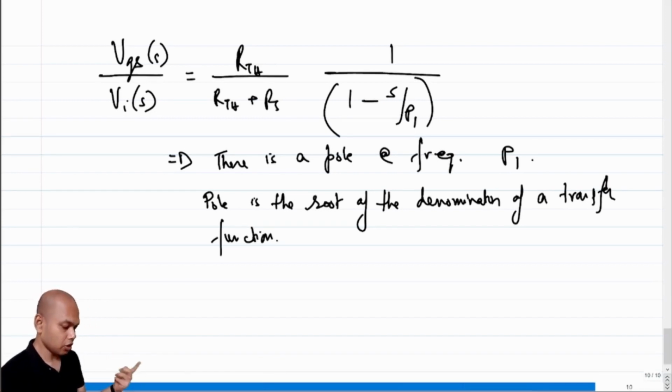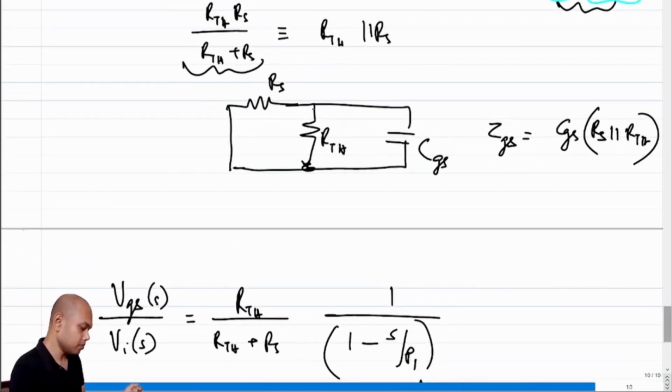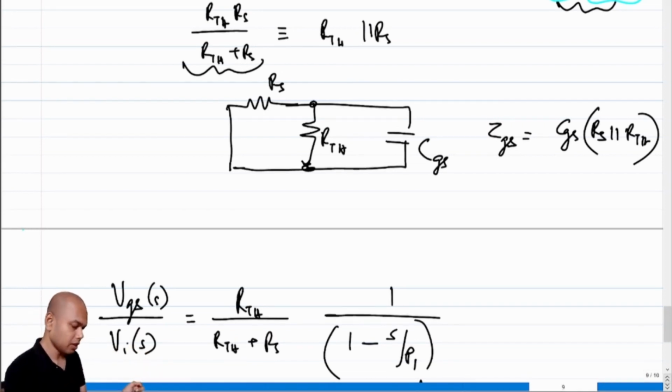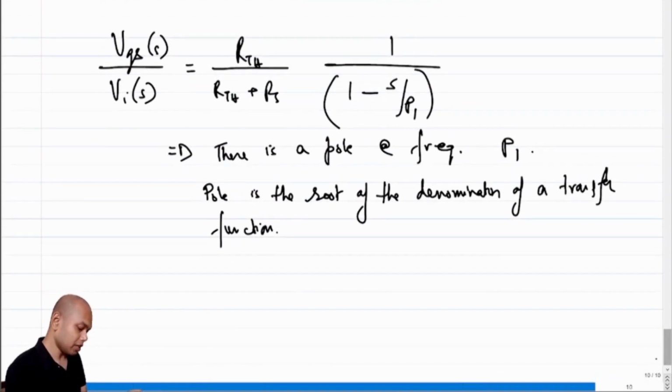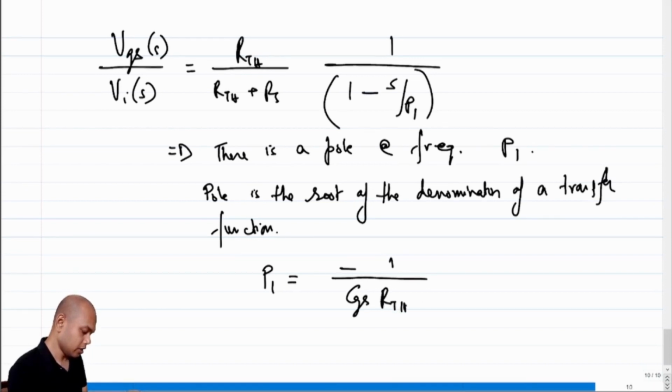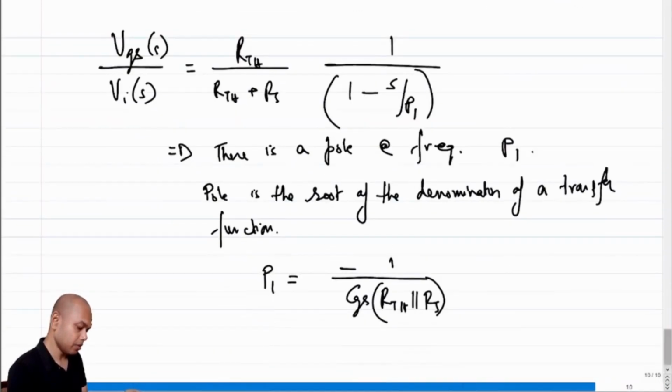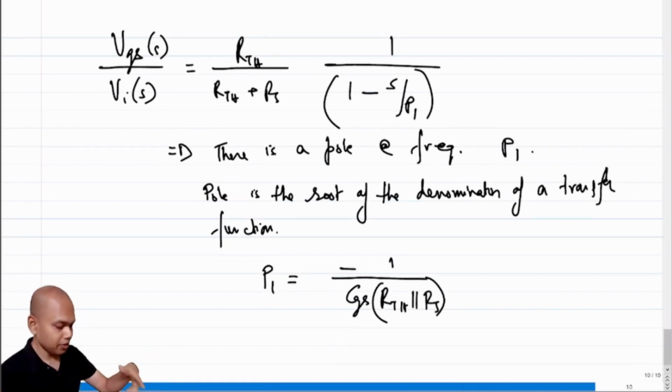So in a first order system, what is the order of the system? This is clearly the first order system. I have one capacitor and one equivalent resistance. So what is the location of the pole? Now in our case P1 is equal to minus 1 by CGS times RTH parallel RS, right? So 1 plus S times CGS times RTH parallel RS is equal to 1 minus S by P1. So basically we replace P1 with whatever we got, and this is what we get, right?